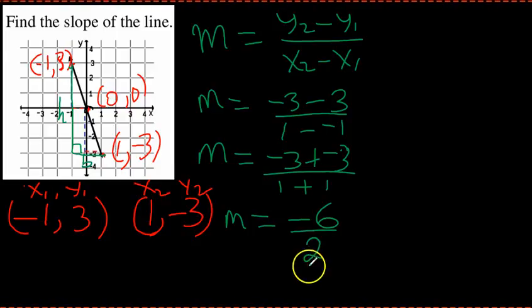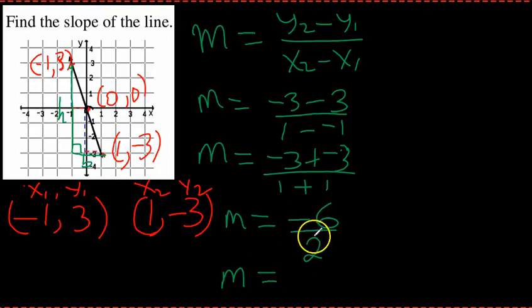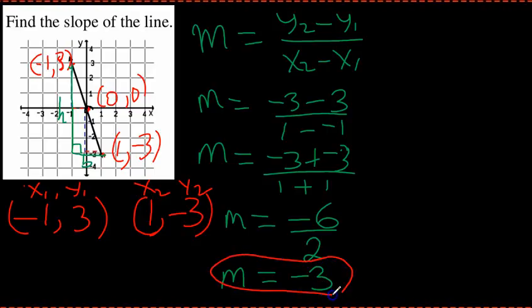So you need to remember the rule of adding integers, okay? And the rule of multiplying and dividing integers. So when you divide a negative and a positive, your answer will be negative. So 6 divided by 2 is 3. And so the slope of this line is -3.